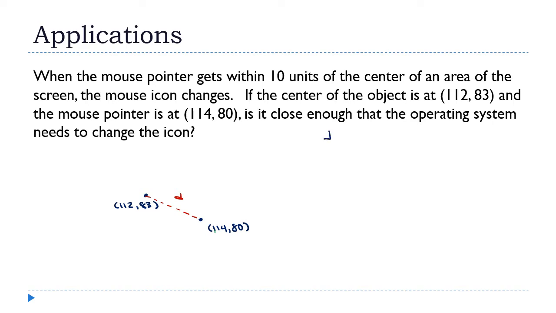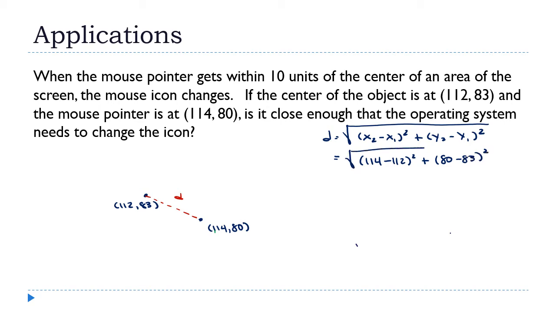Remember, our formula is D equals the square root of x2 minus x1 squared plus y2 minus y1 squared. All right, well, let's put our numbers in here and see what happens. So I'm going to do 114 minus 112 squared plus 80 minus 83 squared, square root. 114 minus 112, that's 2. 80 minus 83, that's 3. Square root of that whole thing. So this is 2 squared, 4 plus 9. This is the square root of 13.